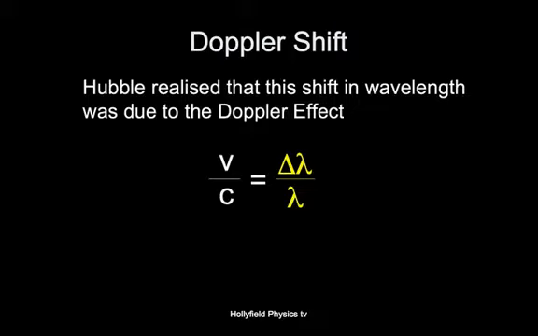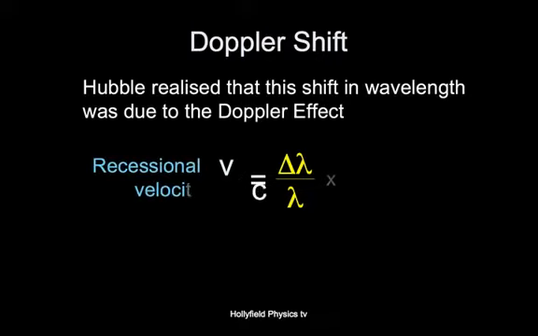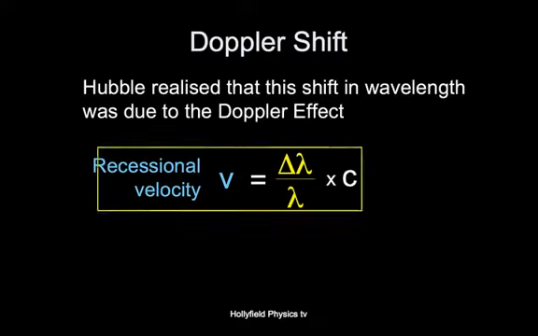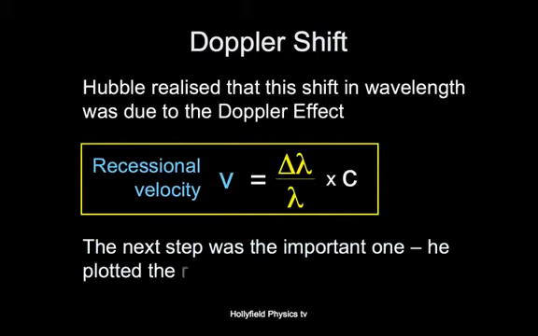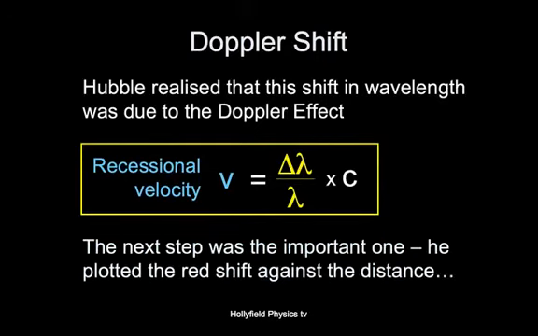And the equation that we have for the Doppler effect is v over c, the velocity over the speed of light, equals the change in wavelength divided by the original wavelength. And if we rearrange that, we get the recessional velocity of the galaxy equal to delta lambda over lambda times the speed of light c. What he did next, however, was the really important thing for us.